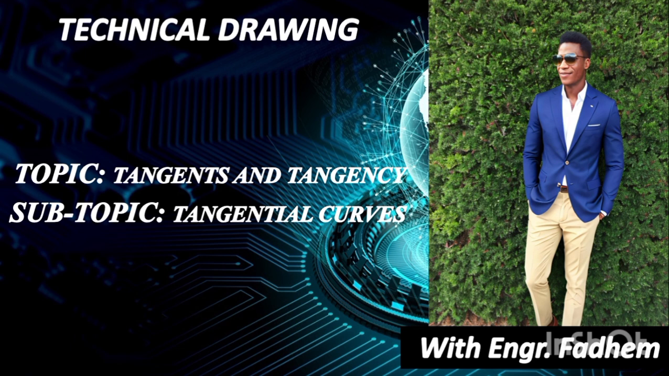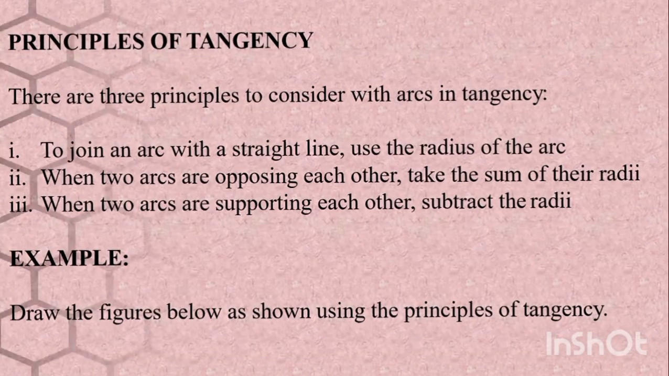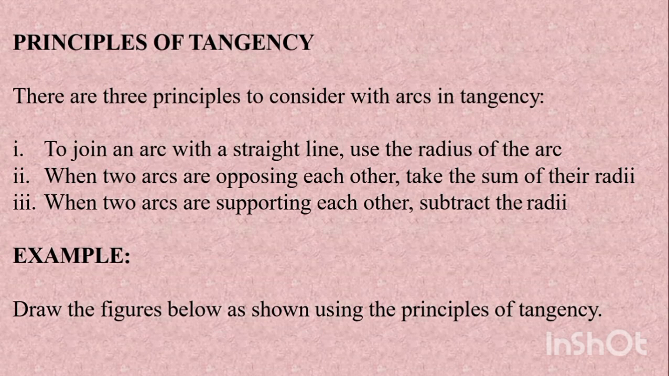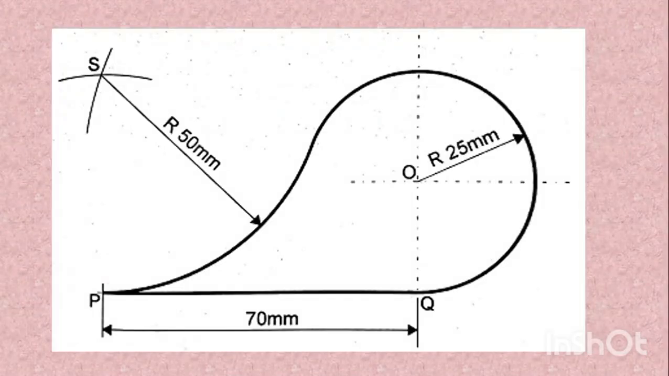So now let's look at another example on tangential curves. We've been able to do this. I believe you enjoyed the way we did this. We were able to construct this using these first two principles. Now the third principle will be applied on the next example. When two arcs are supporting each other, we have to subtract their radii. Let's look at the third example.